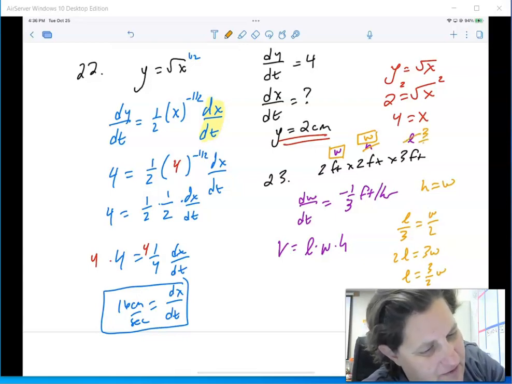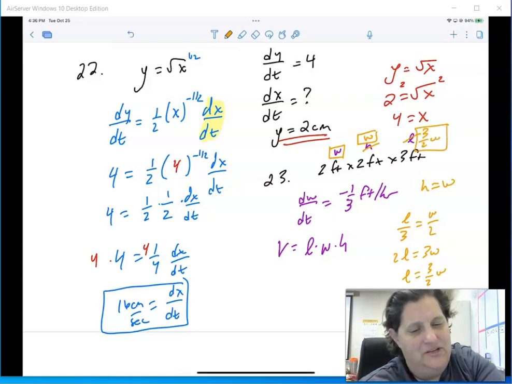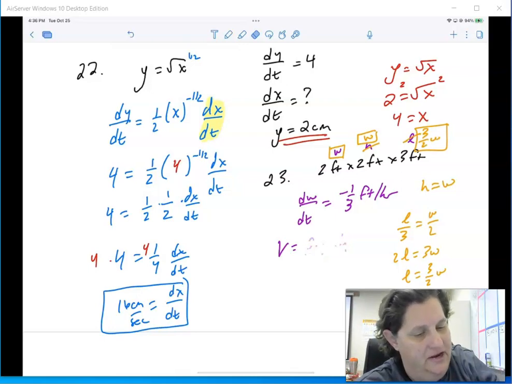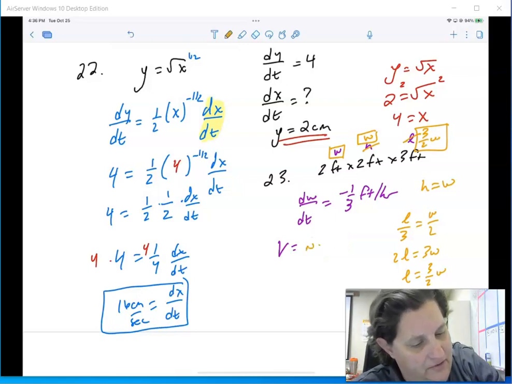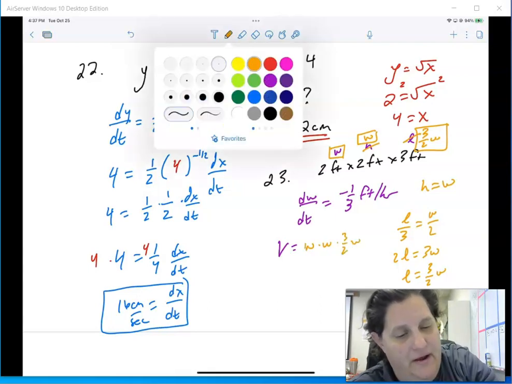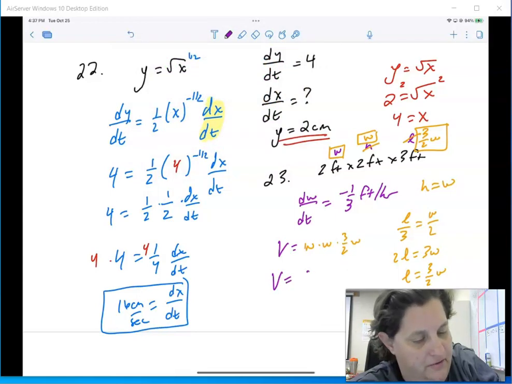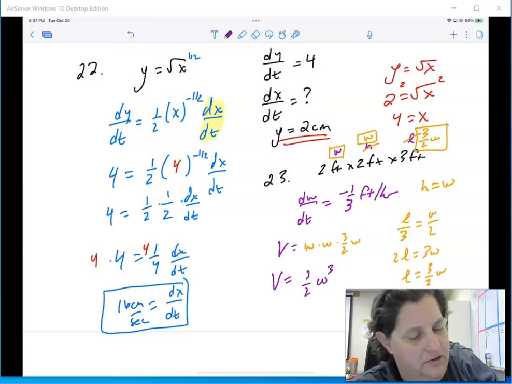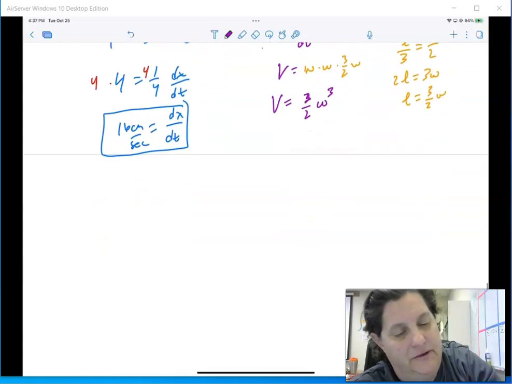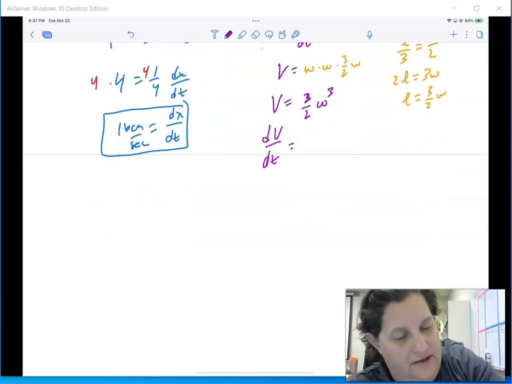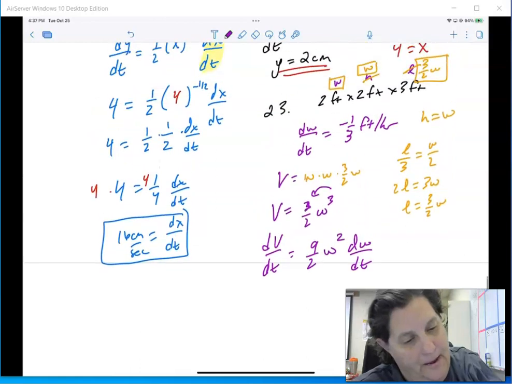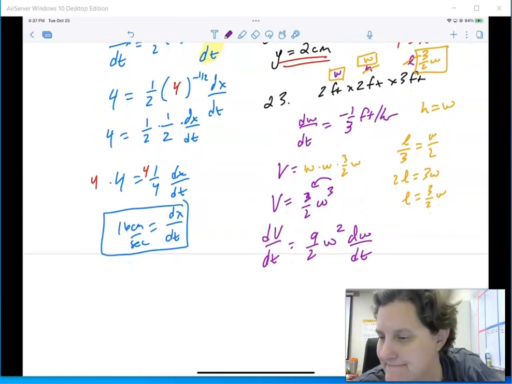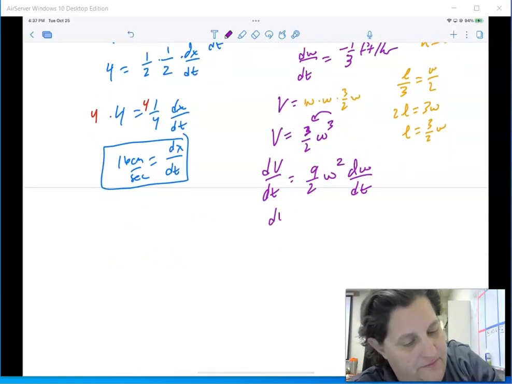So that is 3 over 2 W, okay? And so instead of saying my volume is L times W times H, it's actually W times 3 over 2 W. And so another way of writing my volume, all in terms of W, is (3 over 2) W cubed. That's a little tricky. All right, so dV/dt is, bring that down in front, 9 over 2 W squared dW/dt.